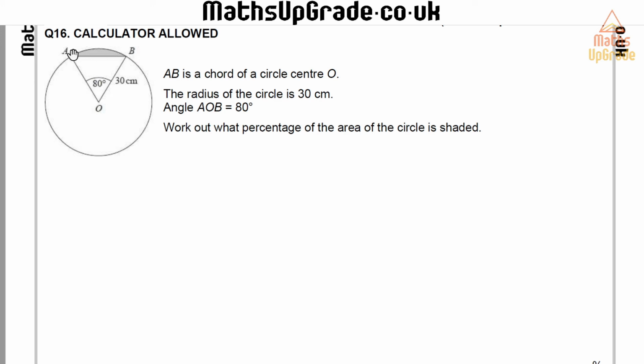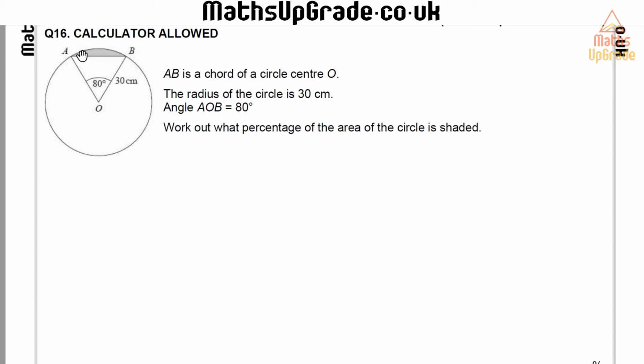What that means is this is essentially an isosceles triangle. I'm told that angle AOB is 80 degrees, so these angles at A and B must be equal. Work out what percentage of the area of the circle is shaded. So I'm going to find the area of the sector of this circle. So that's the whole area including that shaded part there.